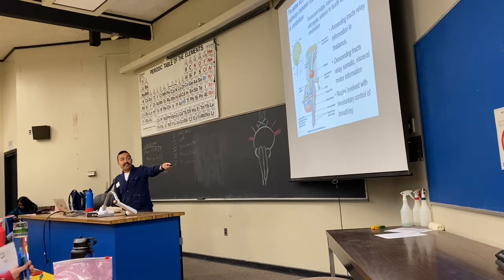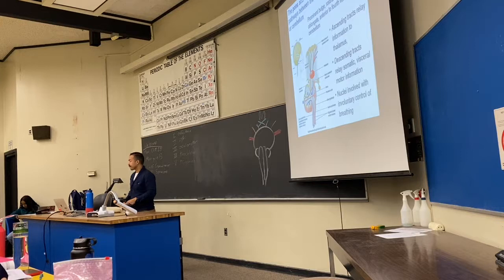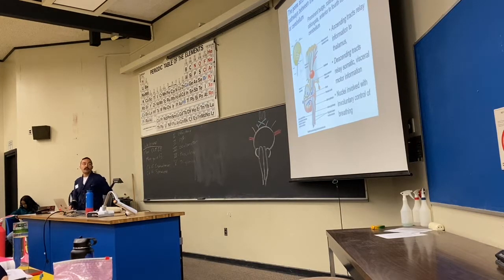It also has clusters of cell bodies. It also has nuclei that control breathing. So you don't have to think about breathing. It's involuntary control. So a very basic, important area. Definitely don't want this damaged. Base of your brain. And the trigeminal nerve is just lateral of it.